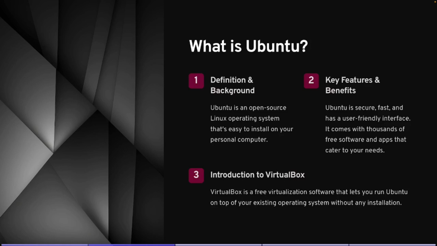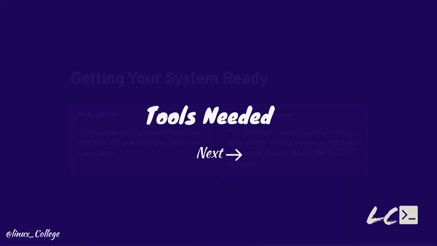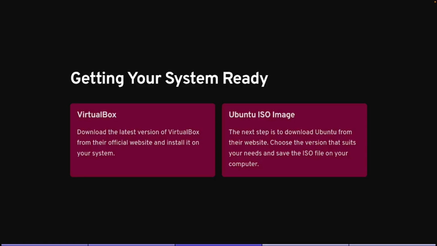Introduction to VirtualBox. VirtualBox is a free virtualization software that lets you run Ubuntu on top of your existing operating system without any installation. Getting your system ready. VirtualBox. Download the latest version of VirtualBox from their official website and install it on your system. Ubuntu ISO image. The next step is to download Ubuntu from their website. Choose the version that suits your need and save the ISO file on your computer.